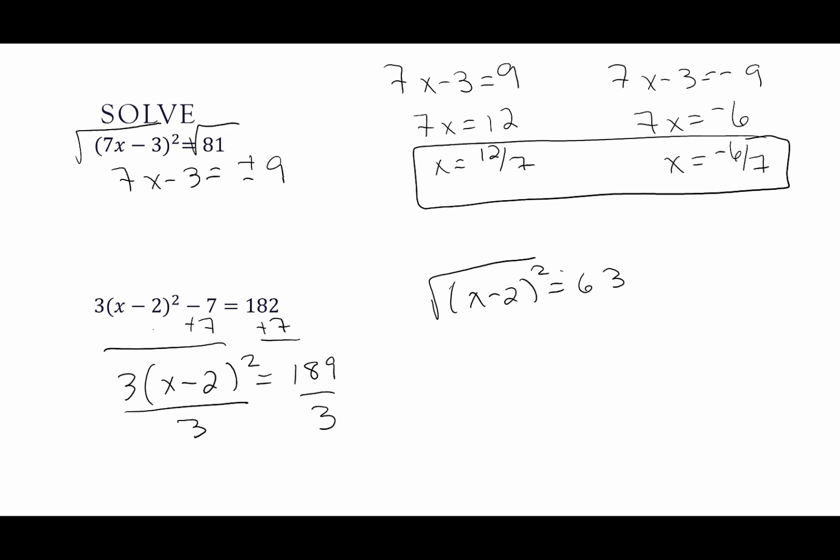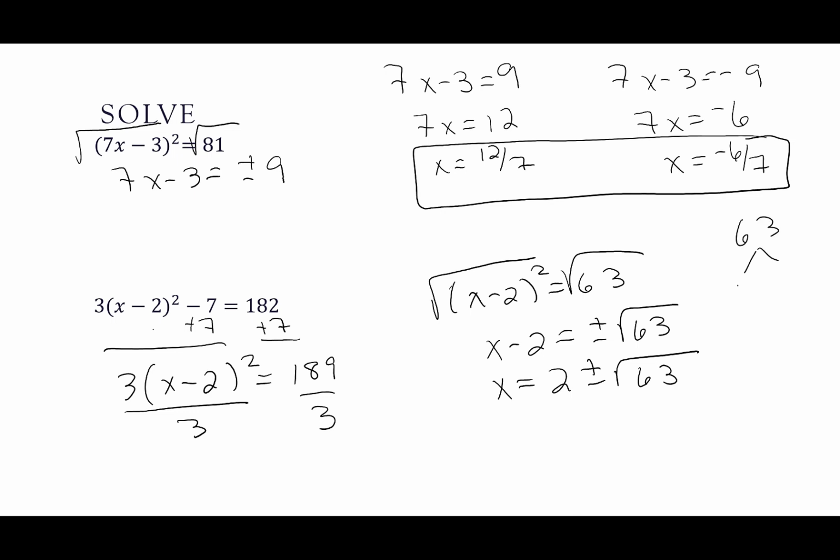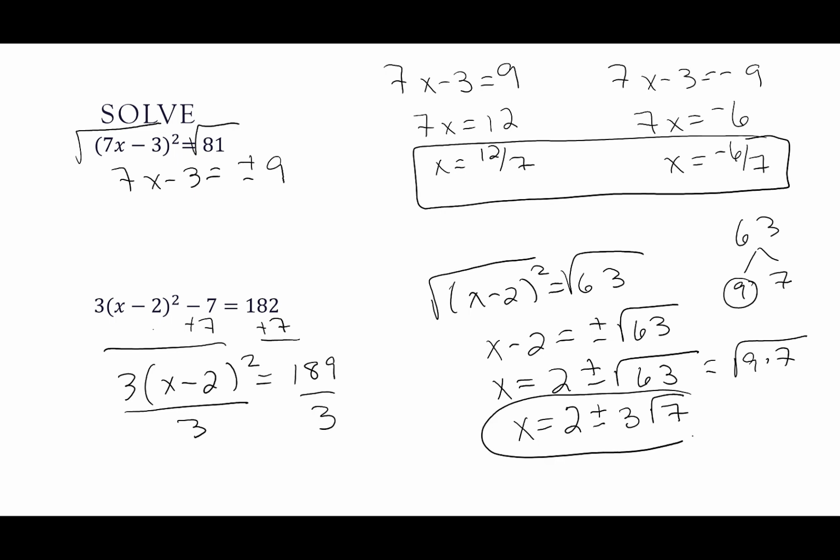Then I take the square root. So x minus 2 is plus or minus the square root of 63. And then we're going to add 2 over. So I have 2 plus or minus the square root of 63. I want you to think about 63 as being 9 times 7. And 9 is a perfect square, so I do want to reduce this. So let's write it this way. The square root of 9 is 3, so 3 square root of 7. So here are my 2 answers.